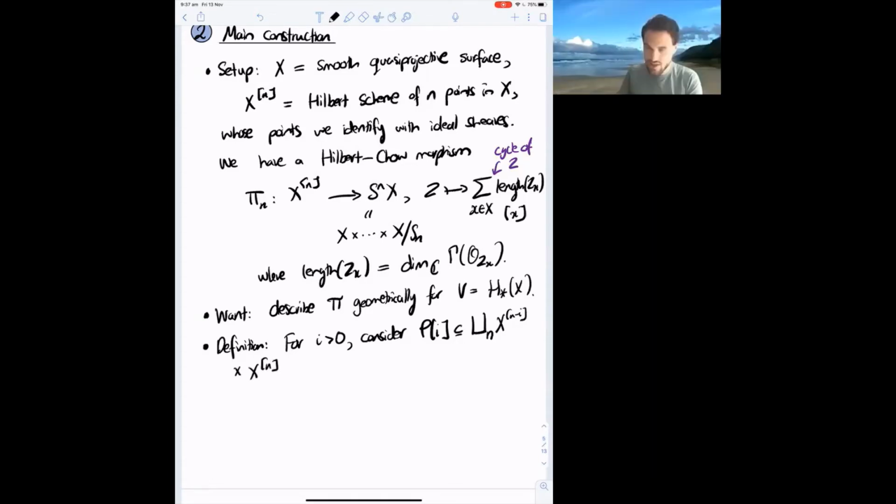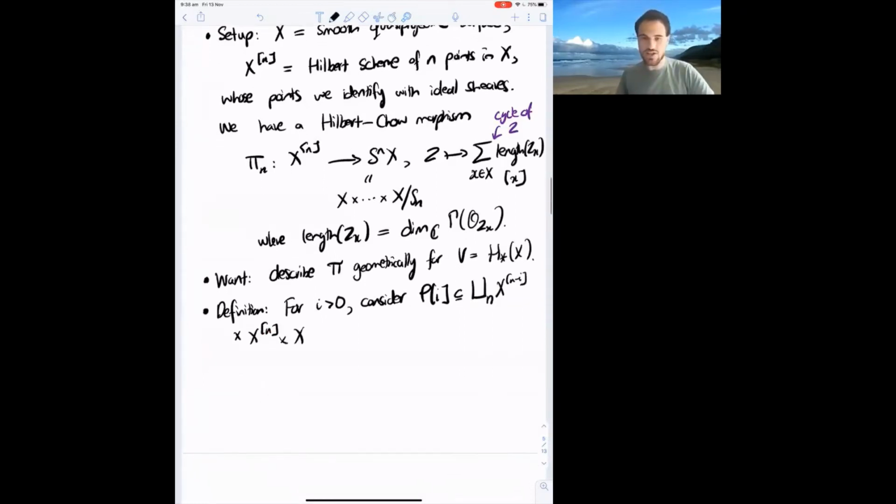So I look at the following object. For each n, with n greater than or equal to I, I look at the Hilbert scheme of n minus I points, product with the Hilbert scheme of n points, and then product with X, and I take a big disjoint union over all n. This object on the right hand side is quite large.